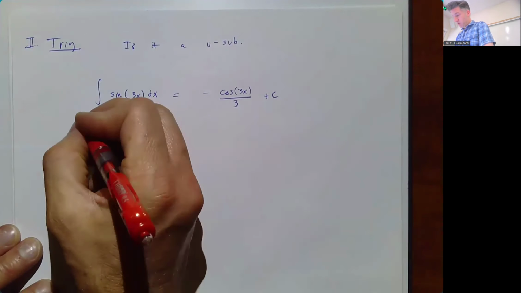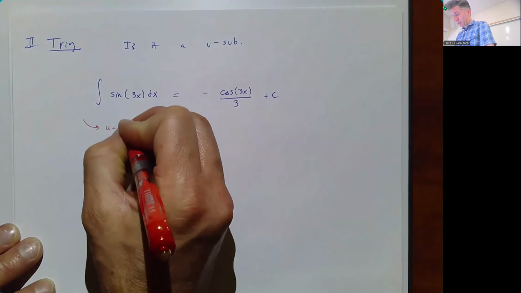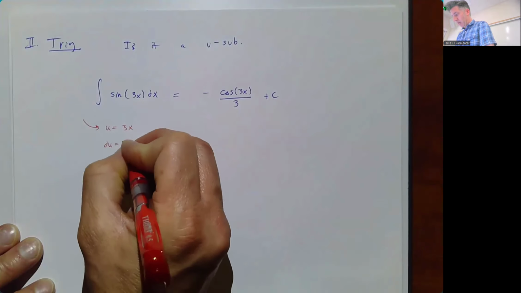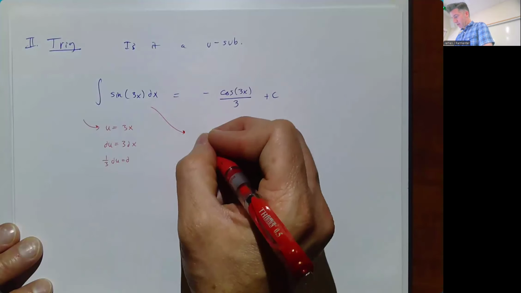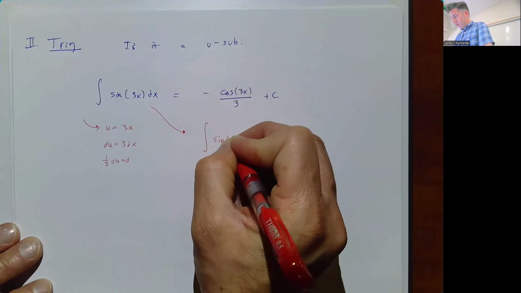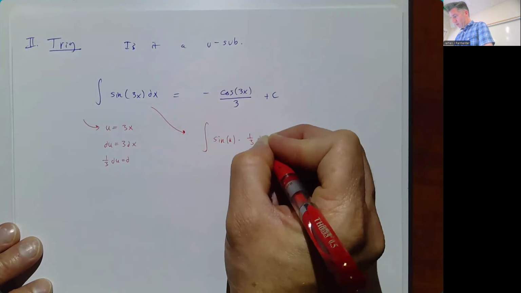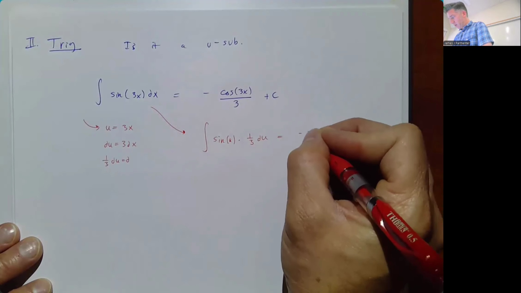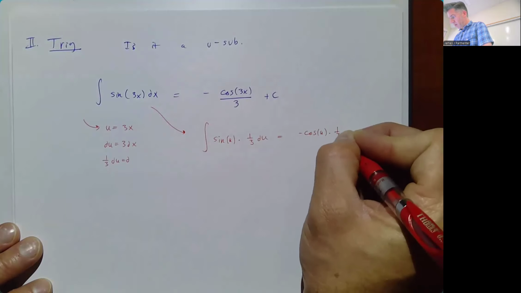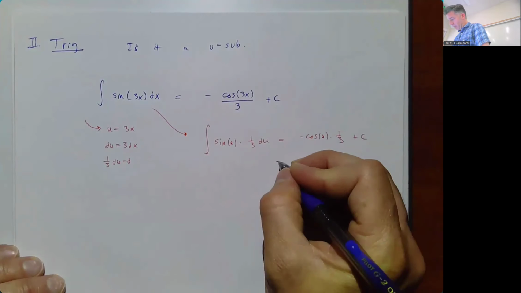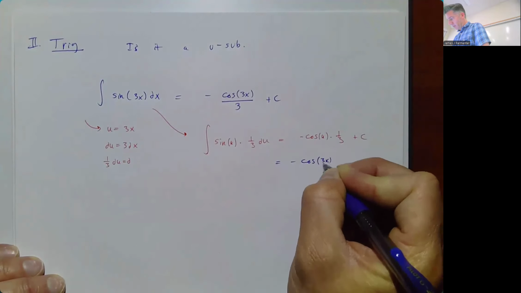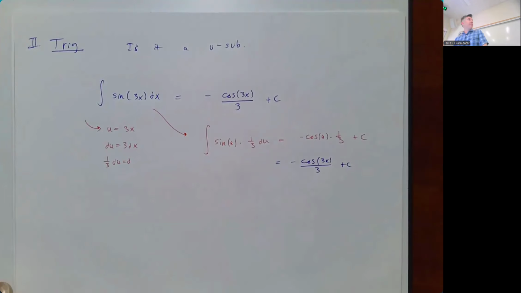We could let u equal 3x, so du is 3 times dx, or 1/3 du is equal to dx. And then we can write our integral as the integral of sine of u times 1/3 du. We get negative cosine of u times 1/3 plus c. And then we plug back in what u is equal to, and we get negative cosine of 3x divided by 3. But again, for those mini u substitutions where you're just letting u equal a multiple of x, I think you can bypass that.